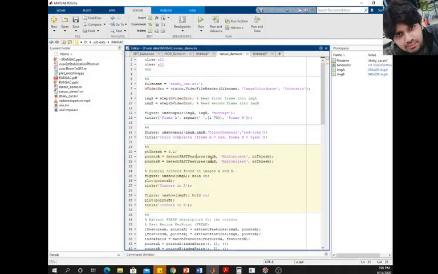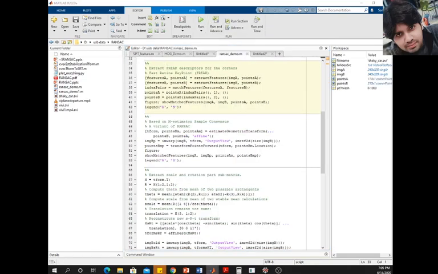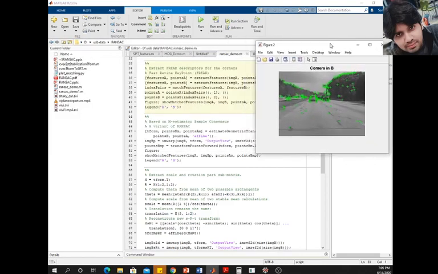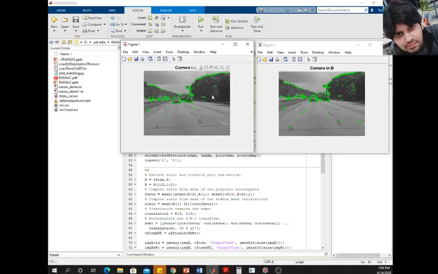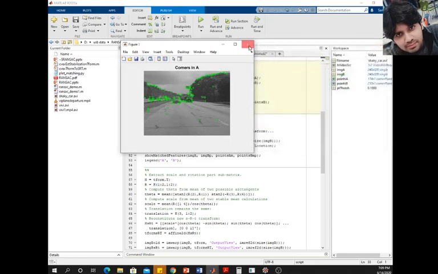Now what we are doing here is we are detecting FAST features, which are of course a type of corner features, which we have already seen in our last demo. So we detect corner features from frame A and from frame B. So you would see that we can match this point to this point, we can match this point to this point, and similarly we can match these points to these points, and so forth.